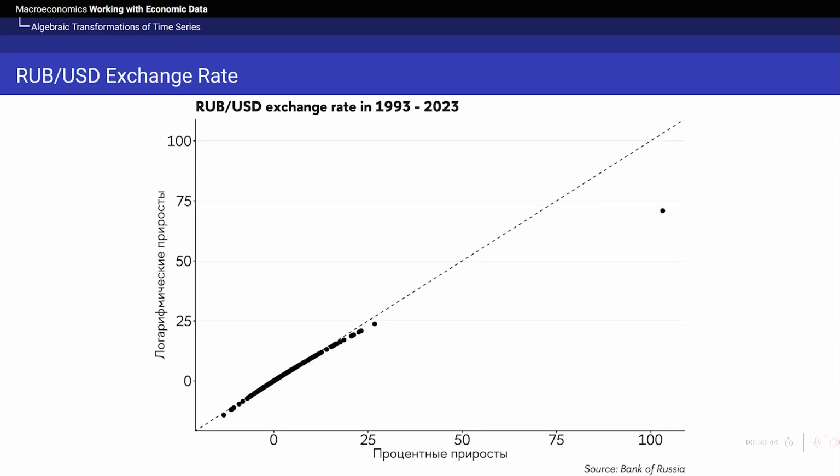This graph shows the relationship between percentage changes on the horizontal axis and the logarithmic changes on the vertical axis. You can see that for relatively small changes, they are very close to each other, almost equal. Only when the percentage changes start to exceed 20, somewhere over here, can we see the difference. The difference between them is the approximation error resulting from the first-order Taylor expansion that we did.